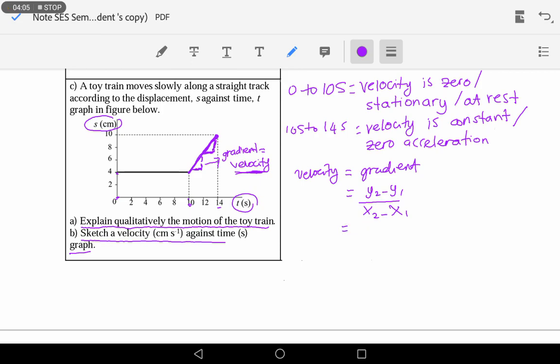Then simply put the value of y2 minus y1, which is 6, over the time, which is 14 minus 10. We will get that the velocity is equal to 6 divided by 4, which is equal to 1.5 centimeter per second.